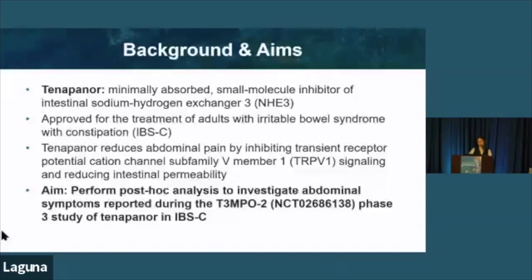So tenapanor, just as a refresher, is a minimally absorbed small molecule inhibitor of intestinal sodium hydrogen exchanger. And it is thought to also reduce abdominal pain by inhibiting TRPV channels, which are nociceptors, TRPV signaling within the gut, and potentially by reducing intestinal permeability as well. So this abstract presented a post-hoc data analysis that looked at the abdominal symptoms that were reported during the TEMPO-TRUE trial, which was a phase 3 study of tenapanor in IBS-C.